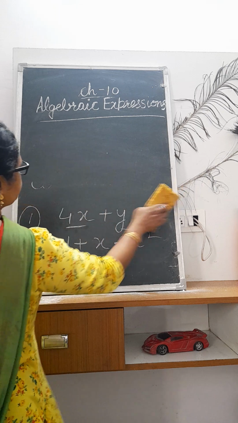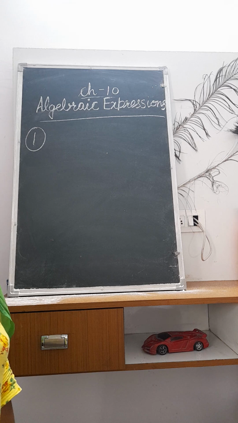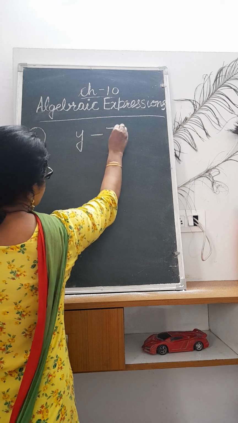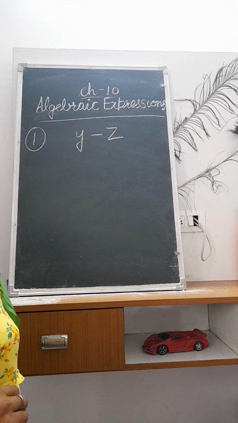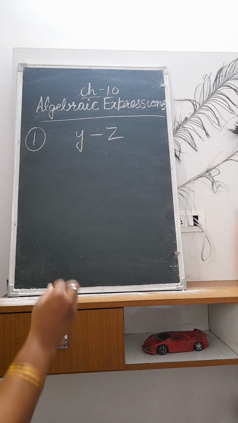First exercise, first sum. Now students, we simply have to convert our statements into mathematical form. The first question is written: subtraction of z from y. As you know, the term written after "from" we write first. So y minus z. What would be the algebraic expression for this? y minus z, as we have to subtract z from y.